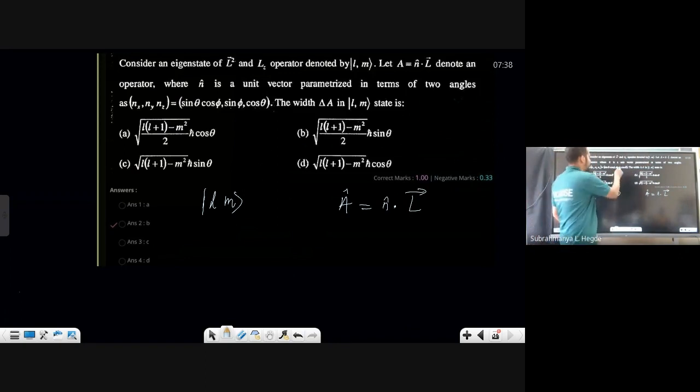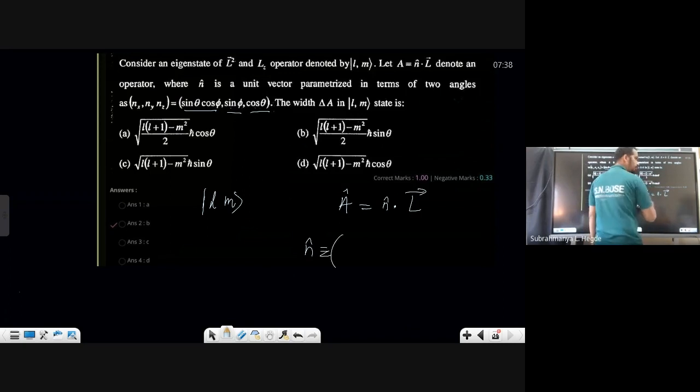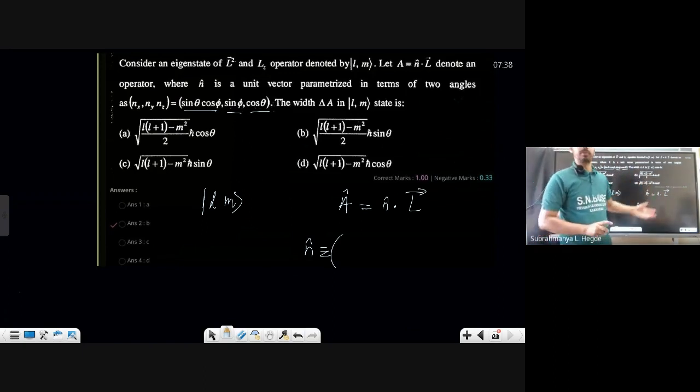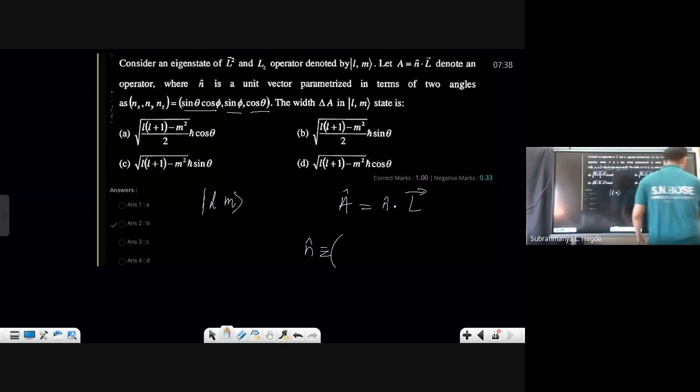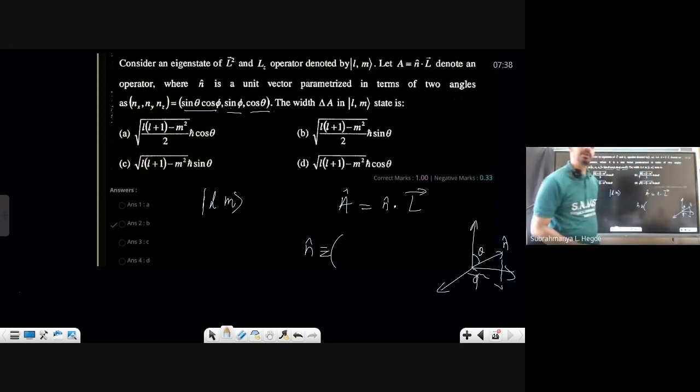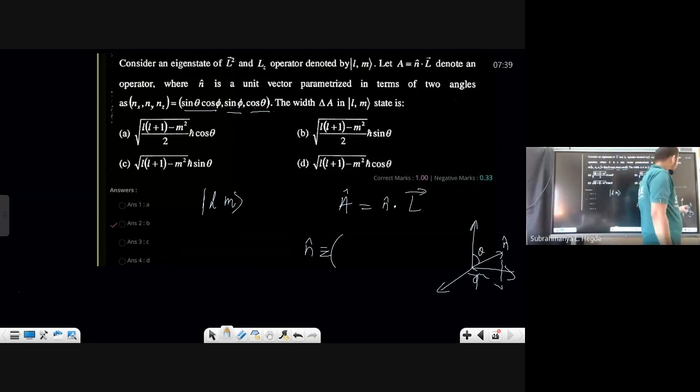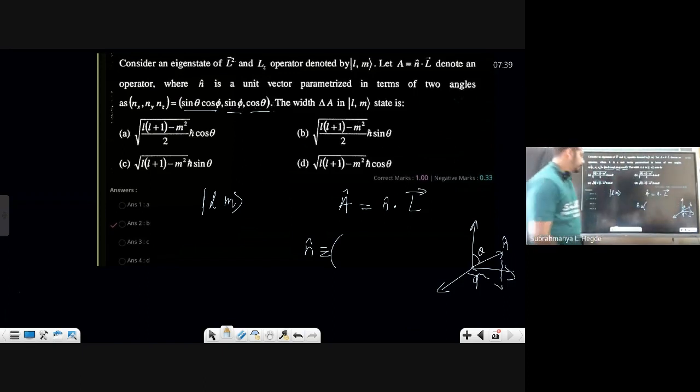But here something is missing. Sin theta cos phi, sin theta sin phi, cos theta should be there, because n cap is parameterized by two angles, theta and phi. Am I right? Any direction in space, in spherical polar coordinates, can be characterized by theta and phi. I think I already talked about that. You have some n cap here with theta and phi, and you can characterize that particular unit vector direction. Because I need a unit vector, the R coordinate is not required.